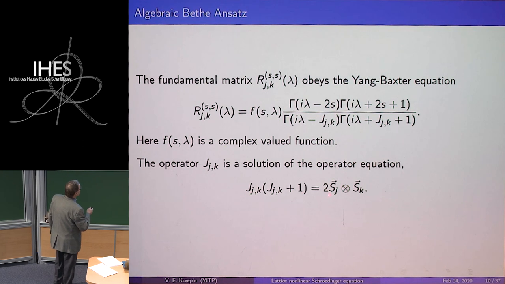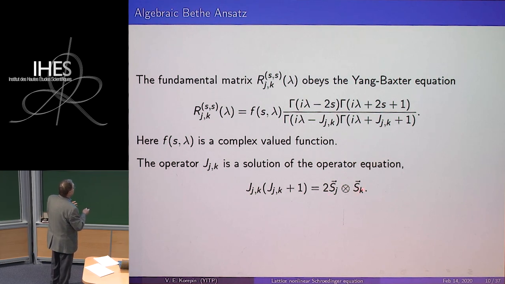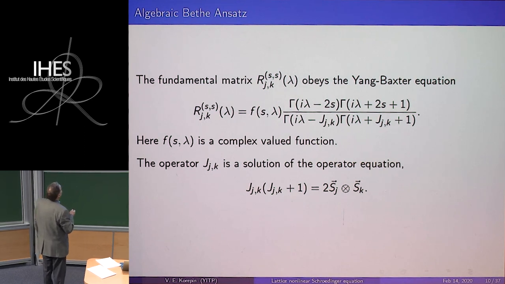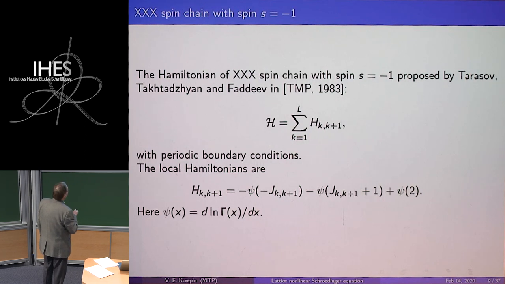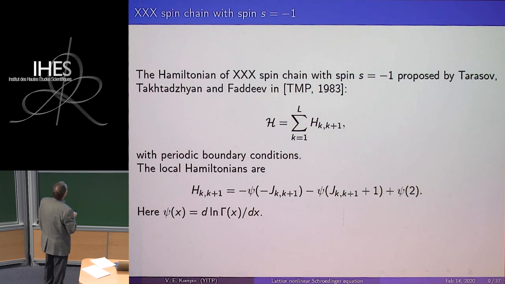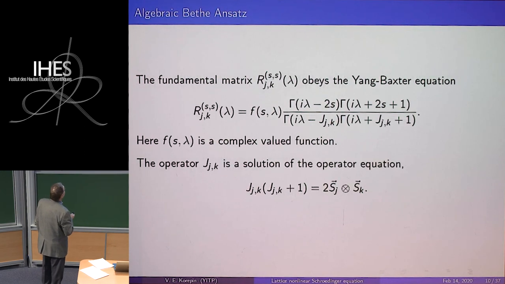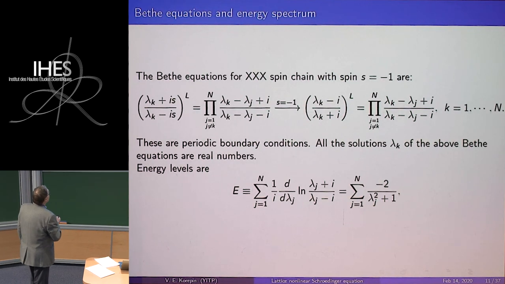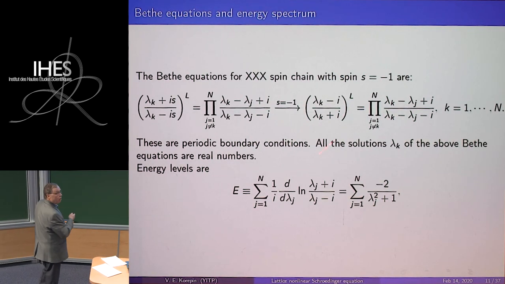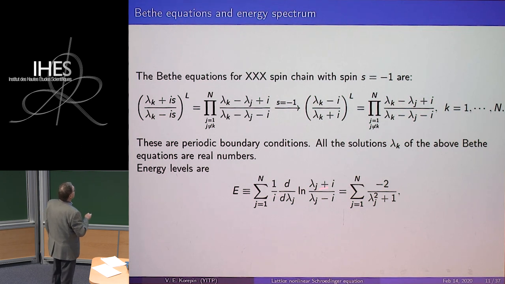This is the spin on one lattice site, the spin on the neighboring lattice site, and in this equation everything commutes. This is a quadratic equation, which I can solve by the standard formula, and then substitute into here. So this is the famous Tarasov-Takhtajan-Faddeev Hamiltonian, which we shall study for a while, and then later we shall switch to another Hamiltonian. For spin minus one, a specification for Professor Karchemsky, this is the Bethe ansatz equation, and this is the expression for the energy.